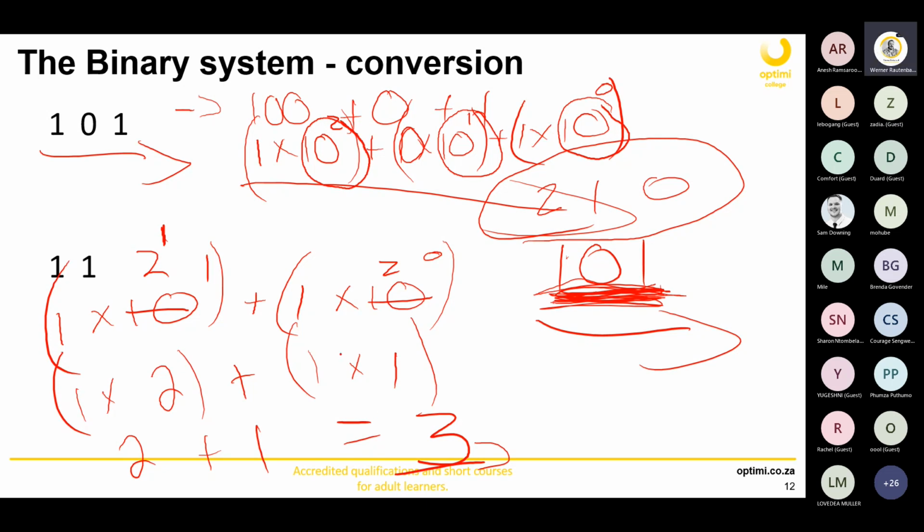Okay. So I'm going to say 1 times 2 to the power of 2 plus 0 times 2 to the power of 1 plus 1 times 2 to the power of 0. That is 4. That is 0. That is 1. 4 plus 1 equals 5. I've got people saying 5. Yes, I've got people saying 5.